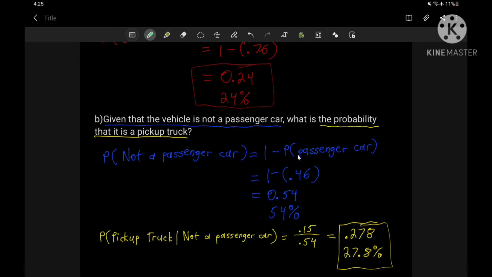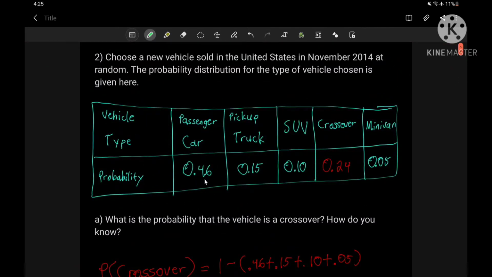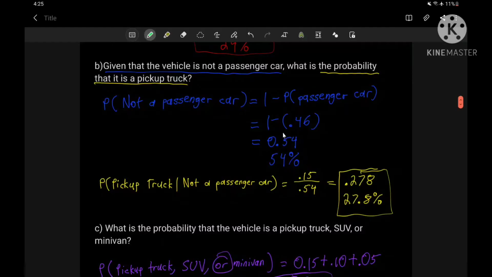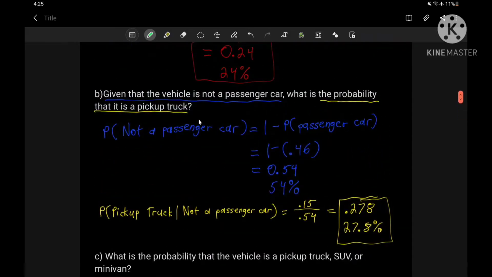For the probability of a passenger car, it's 0.46, because right here it says it in the chart. If you subtract 1 minus 0.46, it will be 0.54. It equals 54%. But we're not done yet.